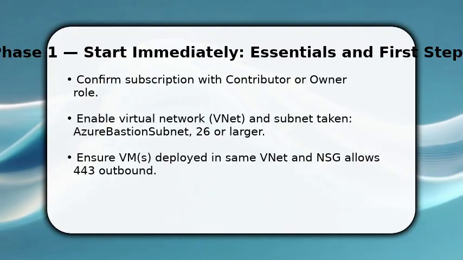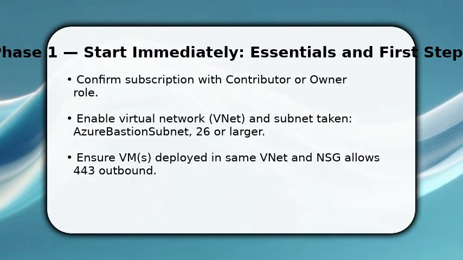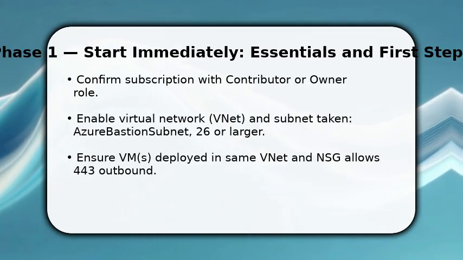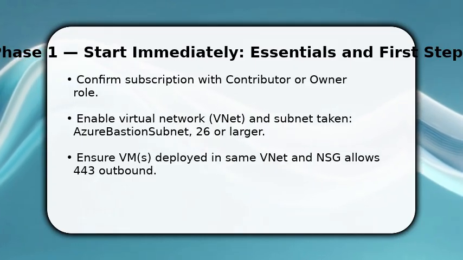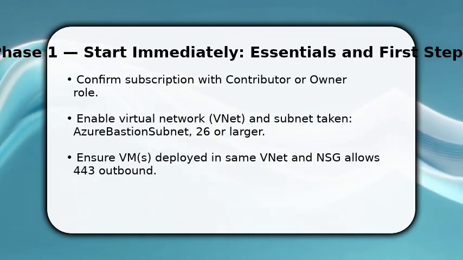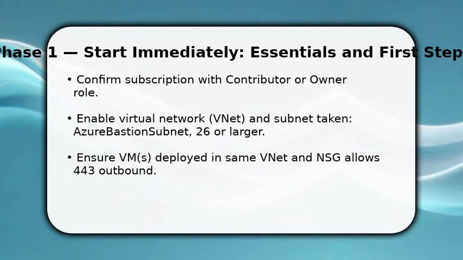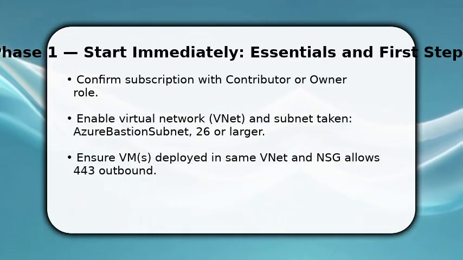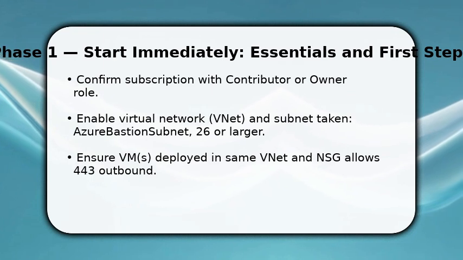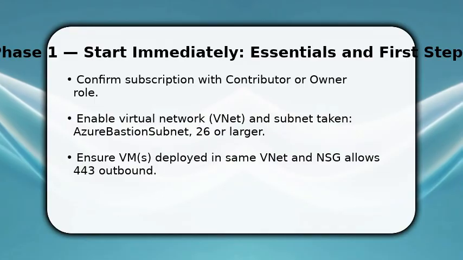You begin by confirming your Azure subscription and role permissions. You need Contributor or Owner. Next, create or select a VNet and immediately add a /26 or larger subnet named AzureBastionSubnet. This is required. Make sure the target VMs already exist in that VNet and verify their network security group allows outbound 443 for session initiation. Once these prerequisites are set, you're ready to create the Bastion resource and attach it to the VNet.